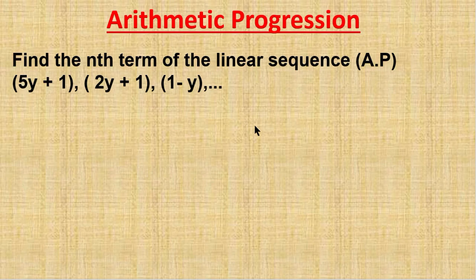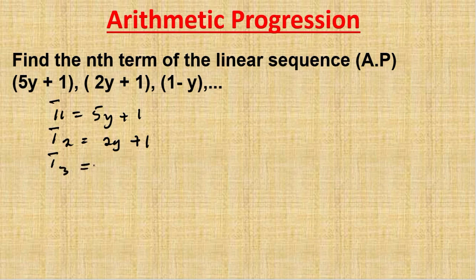We have this question on arithmetic progression, and it wants us to find the nth term of this linear sequence. Now, the first term of this sequence, t1, is 5y plus 1. t2, which is the second term, is the same thing as 2y plus 1. And t3, which is the third term, is the same thing as 1 minus y.